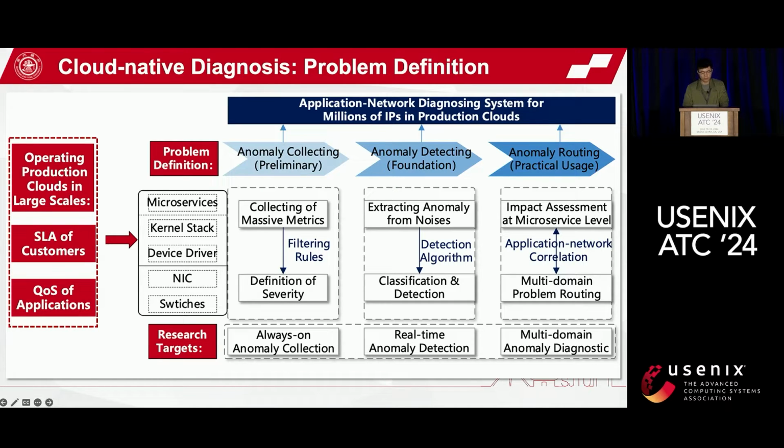In a cloud-native diagnosis system, anomaly collecting is the preliminary step; it collects and performs filtering on massive metrics. After collecting, anomaly detecting extracts anomalies that have impacts on SLA and QoS in real time. In practical usage, anomaly routing to target application or network anomalies is indispensable for faster future localization and recovery.